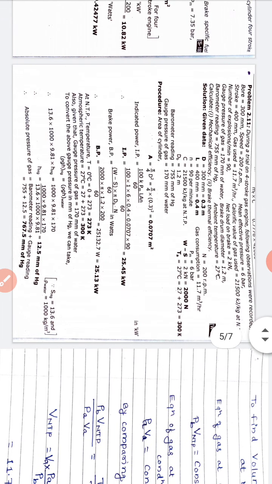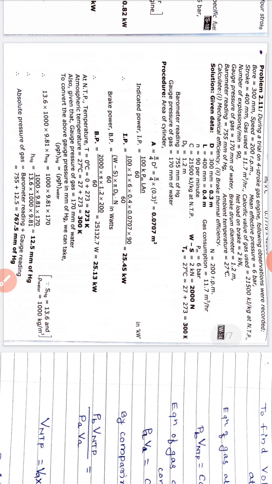So now I am analyzing this problem. We will read this problem first, what is given. In this problem, during a trial of a 4-stroke gas engine, the following observations were recorded. Bore is equal to 300 mm, speed is equal to 200 revolutions per minute, mean effective pressure is 6 bar, stroke length is 400 mm, gas use is 11.7 meter cube per hour. So now concentrate on this.